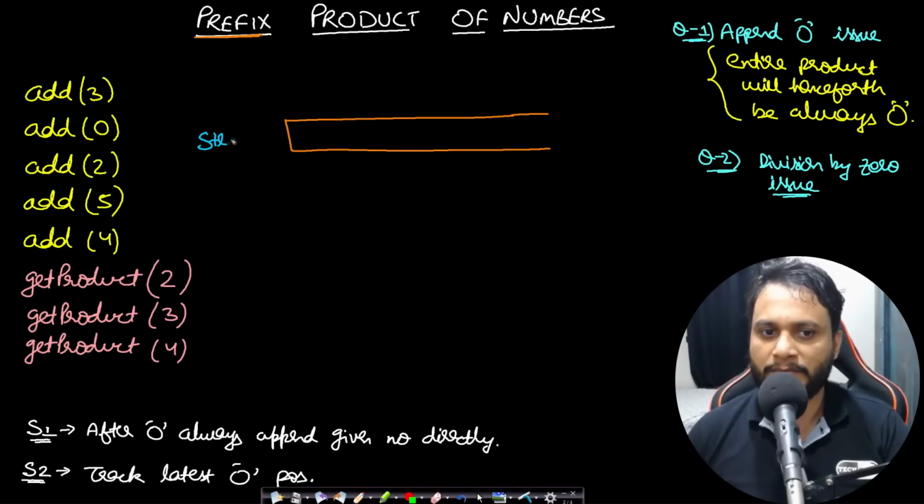We can take a stream, and whenever an add comes, we will simply append it by multiplying by the previous value. Since 3 is the first arriving value, I will just append it as it is. When 0 comes, 0 will be multiplied by the previous item, and I will write 0. Now when 2 comes, 2 multiplied by the previous item becomes 0. When 5 comes in, 5 multiplied by the previous item becomes 0. And again when 4 comes in, 4 multiplied by the previous item becomes 0.